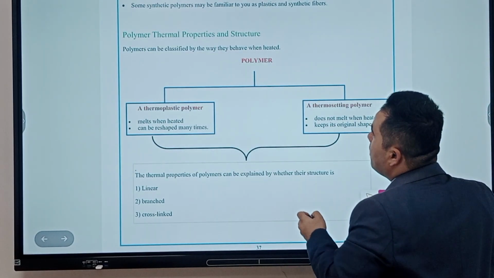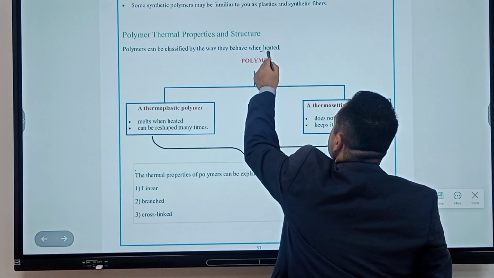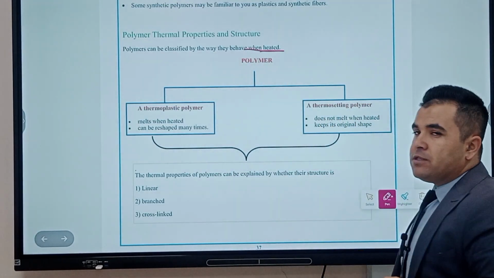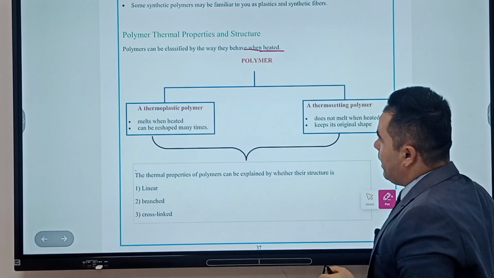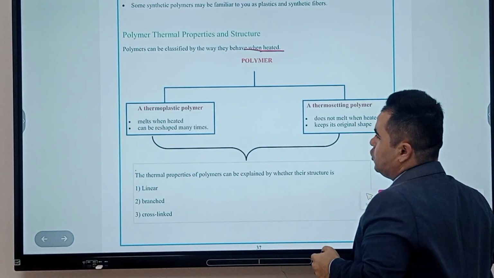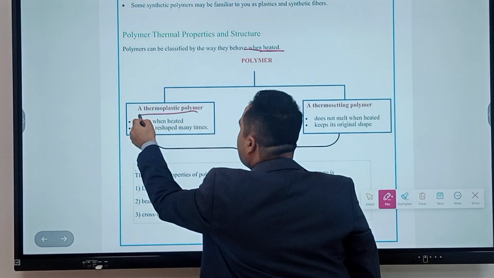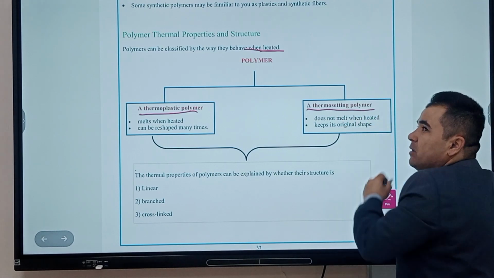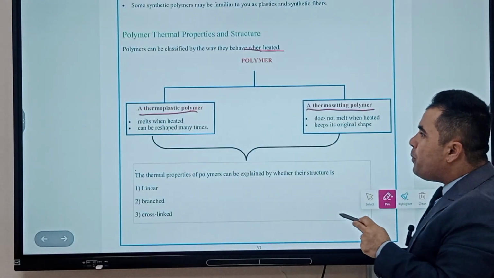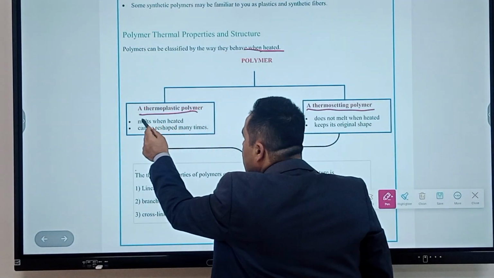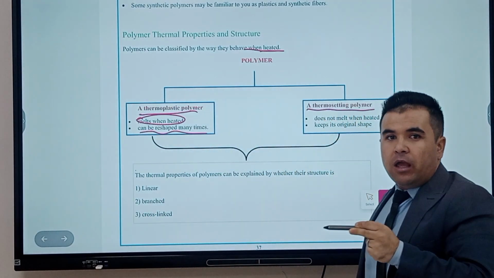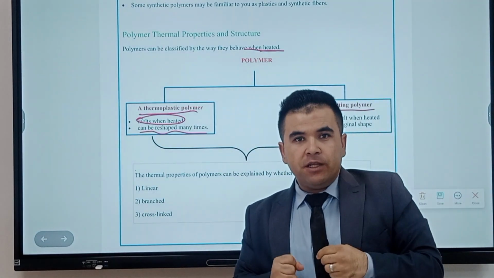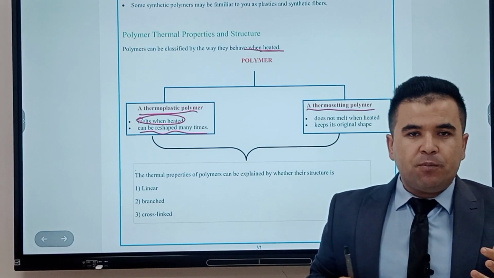The polymer can be classified in terms of behavior when heated by an amount of energy: a thermoplastic polymer and a thermosetting polymer. What are the properties of thermoplastic? They melt when heated and can be reshaped many times.